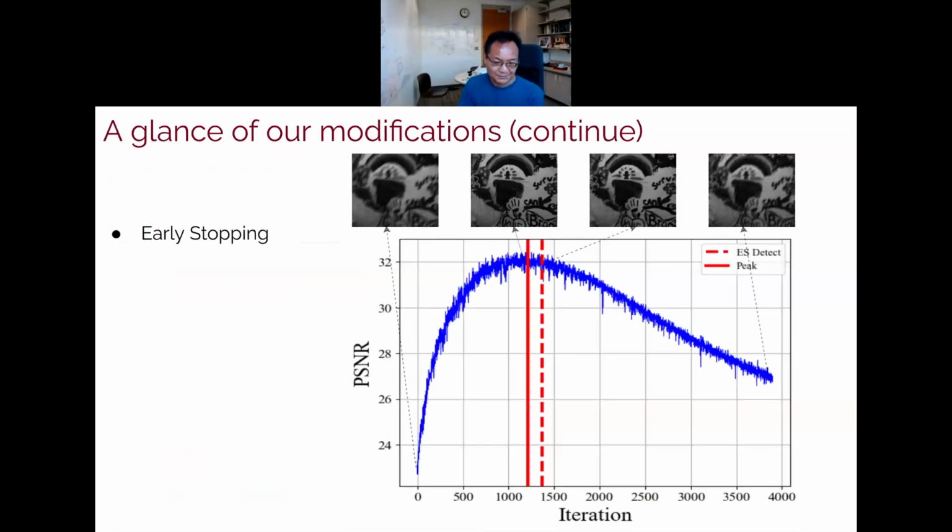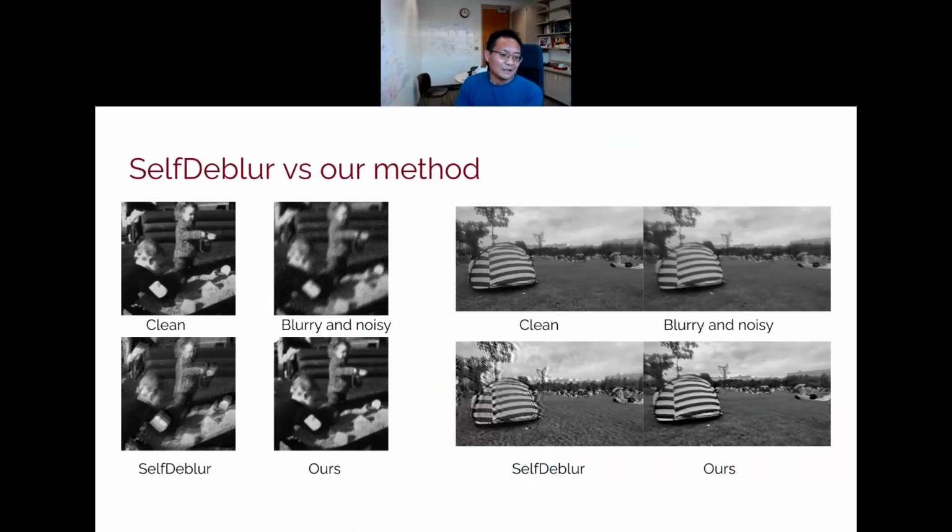And early stopping, I already mentioned it. It's crucial. We apply early stopping to make sure that we don't overfit, especially since the noise can be substantial here. And also model stability. I'm only going to compare with our prior work, the work we built on, called SelfDeblur, versus ours. You can see that when you have both, they still have a lot of artifacts. But after our careful modification of the method, we actually get much sharper images compared to theirs.